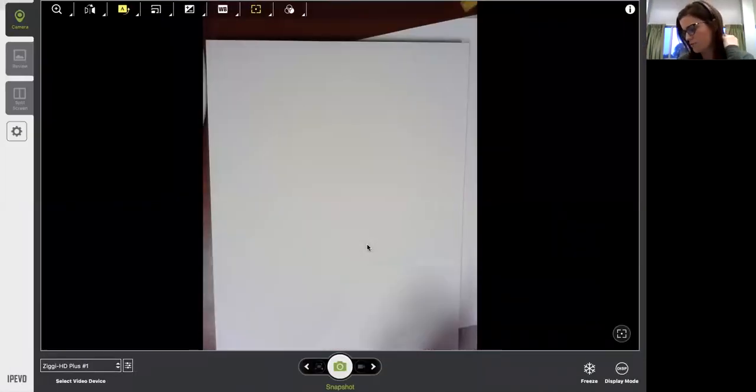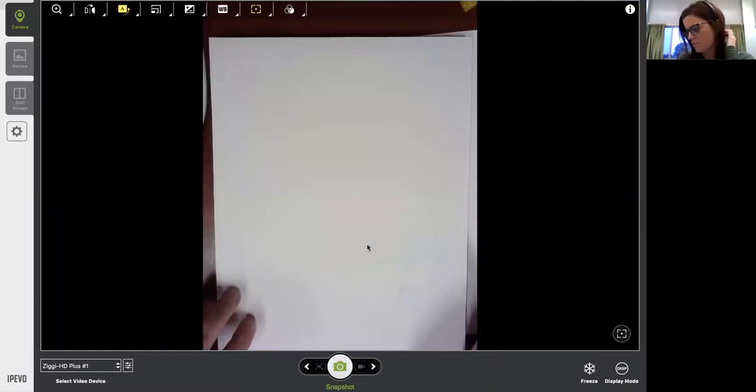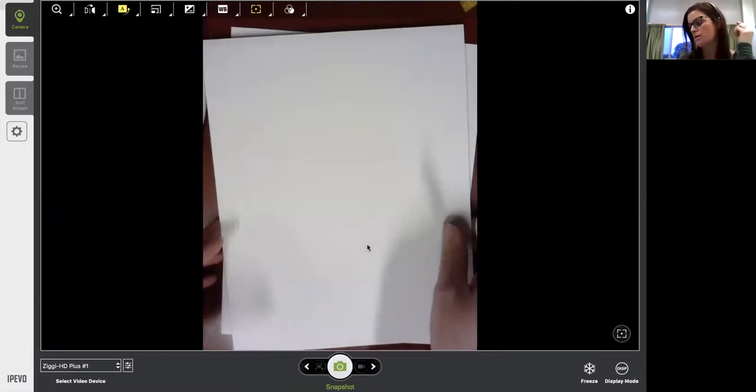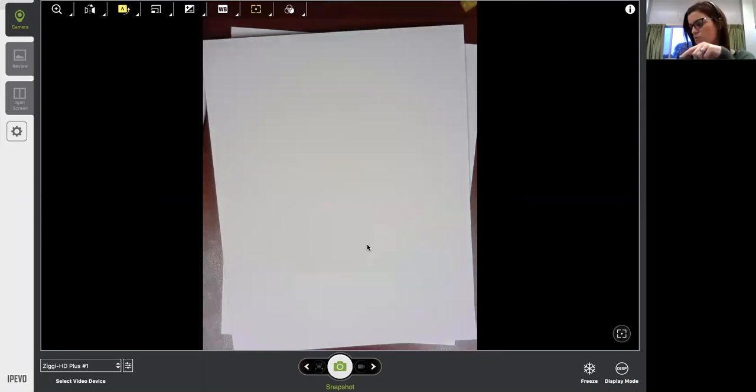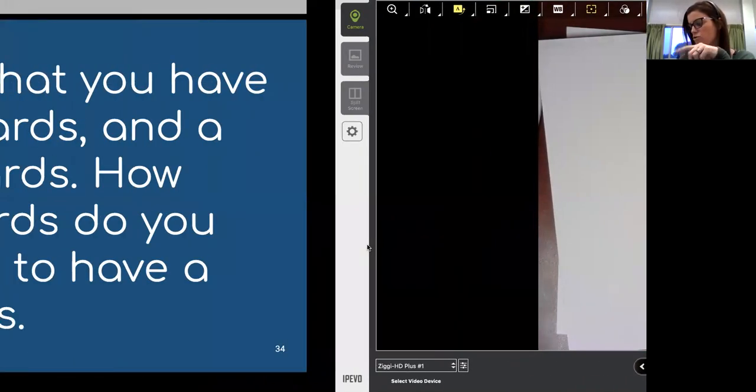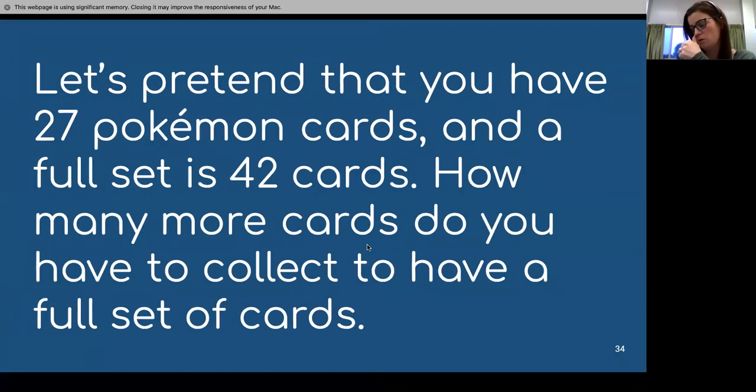So I started from 27 and I jumped 3 to get to 30. Then I jumped 10 to get to 40. Then 2 more to get to 42. So 15 is my answer. I jumped 15, or I have 15 altogether. Yeah, what is the question asking? How many more cards do you have to collect? So I need to get 15 more cards.